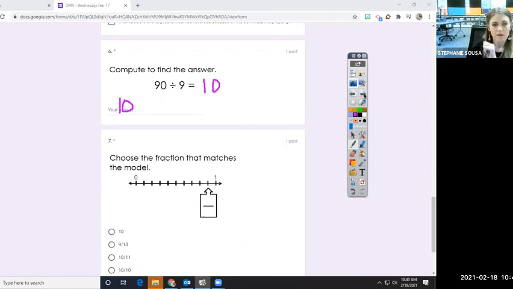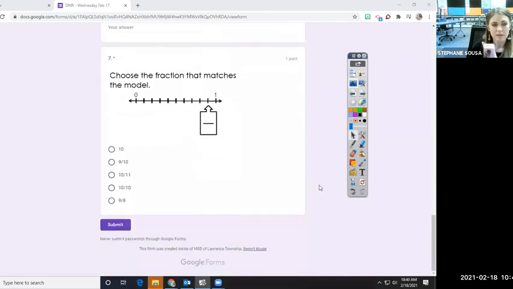Okay. Let's take a look at our final one, number 7. It says choose the fraction that matches this model. My numerator, I have 1, 2, 3, 4, 5, 6, 7, 8, 9 spaces. My denominator has 1, 2, 3, 4, 5, 6, 7, 8, 9, 10 spaces. This fraction is called 9/10. Any questions on that?